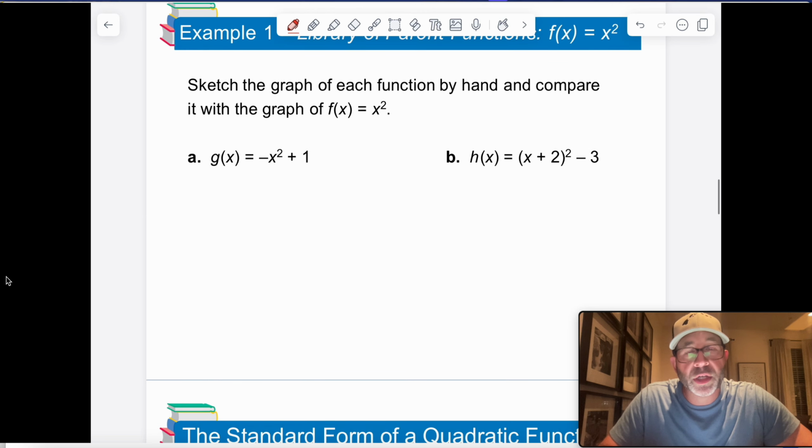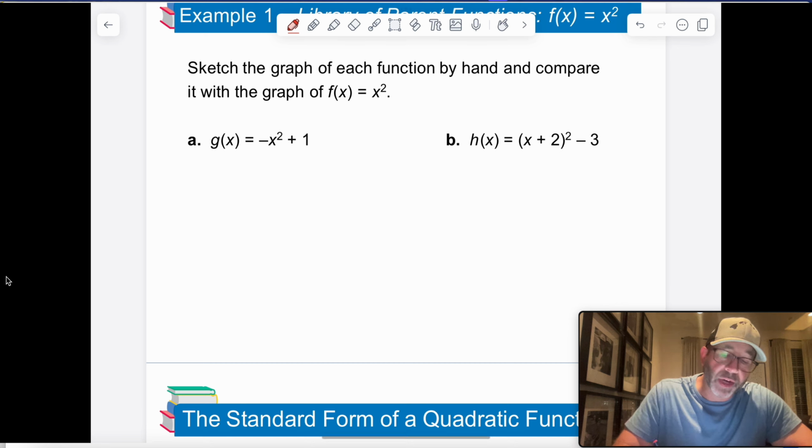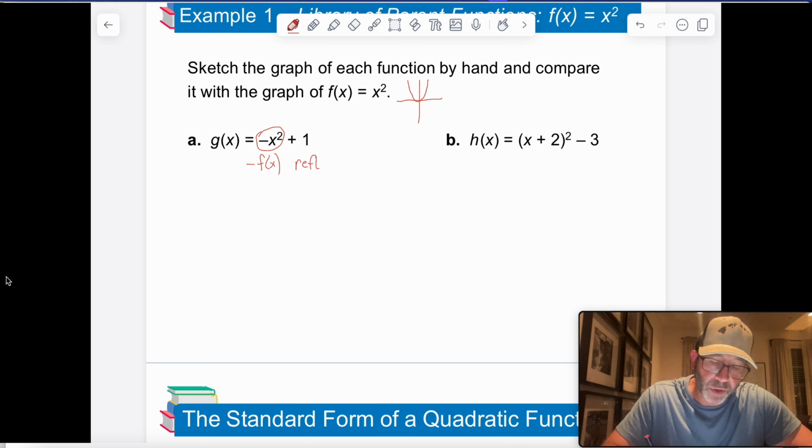So let's talk about the sketches of these graphs and what they look like. If you remember, the graph of y is equal to x squared is simply going to be a parabola. When we talk about letter a, we talk about our transformations. This first part here is negative f of x. So if you recall, what this means is that because we're taking the opposite y value, we're going to reflect over x. And then the plus 1 is like saying f of x plus 1, which means it's going to go up 1.